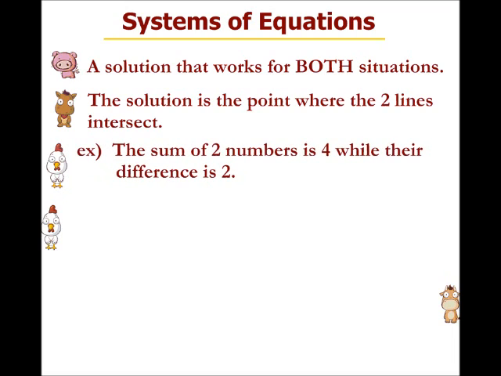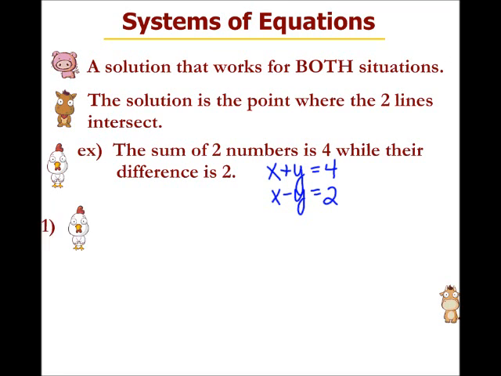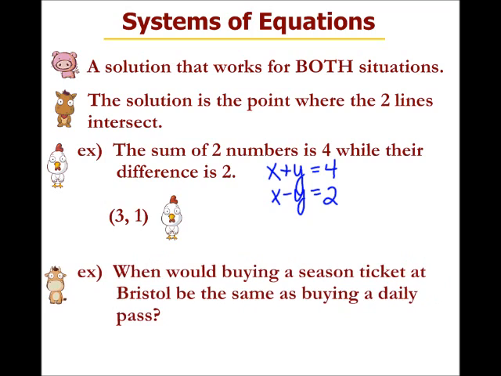All right, the sum of 2 numbers is 4 while their difference is 2. Last year you did that by guess and check. This year we could set up 2 equations, x plus y equals 4 while x minus y equals 2. We could graph those lines, find their point of intersection, and as you've probably already figured out, it would be 3, 1.